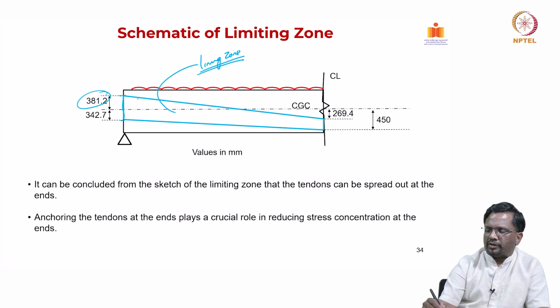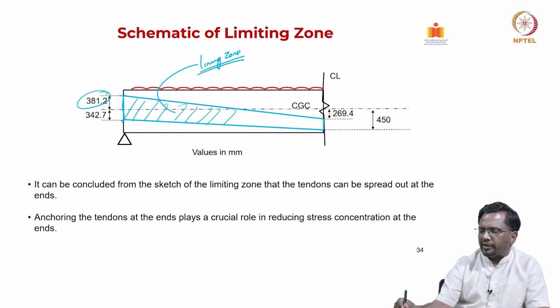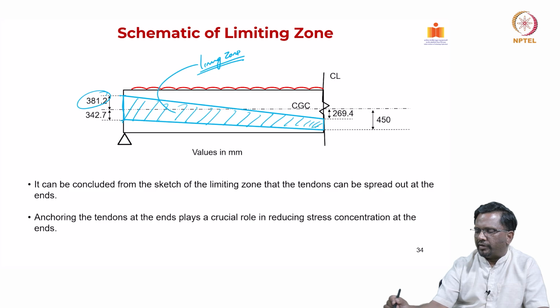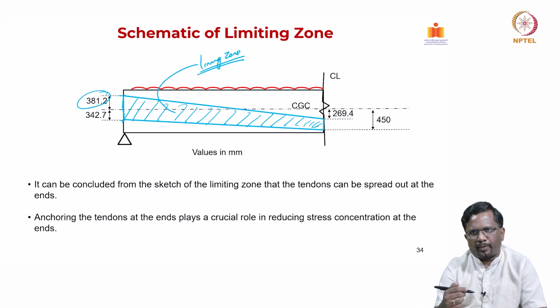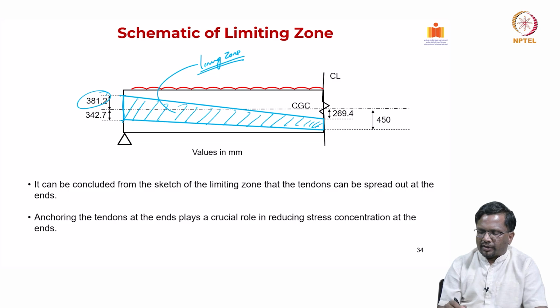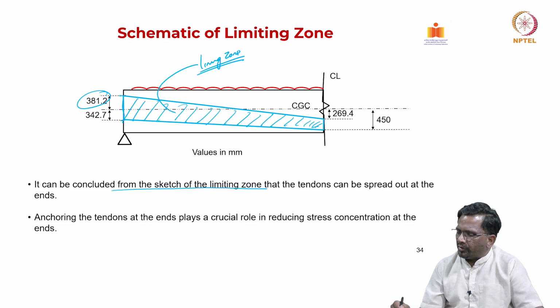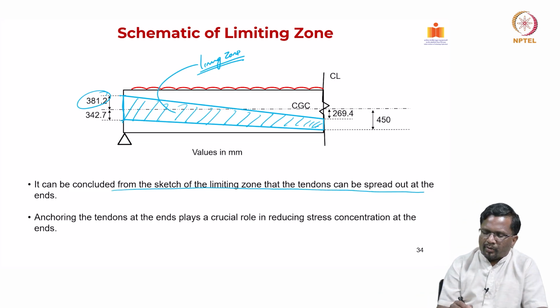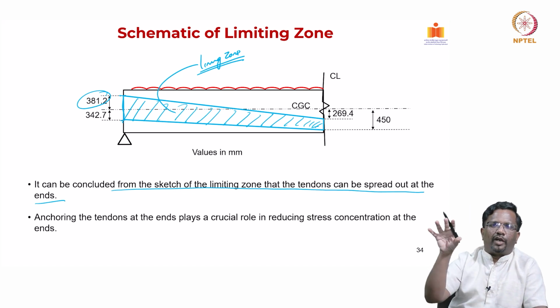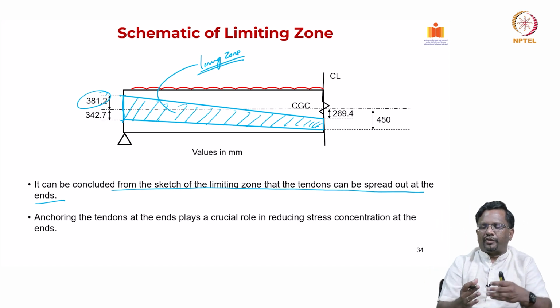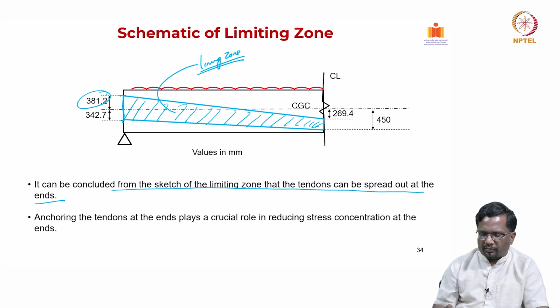So, in this area I can put my CG of the strand, then I will satisfy my stress limits which are kept here, right. So, you can say that the limiting zone tendons can be spread out at the ends. That helps to reduce even stress concentration, because you will be anchoring a lot of cables at the end. So, if you have a larger region, it is better always.